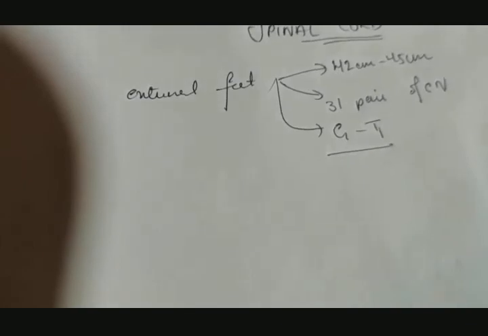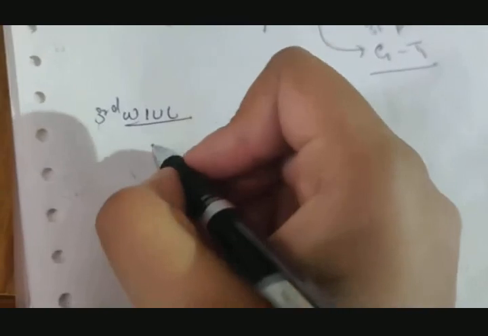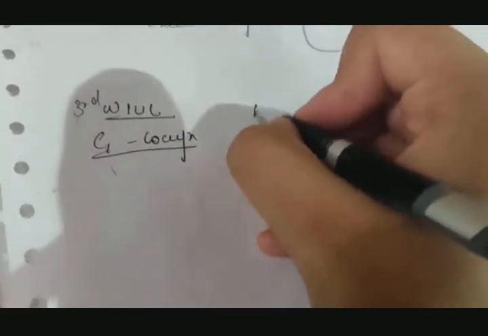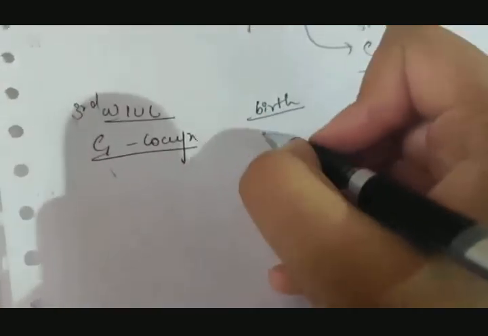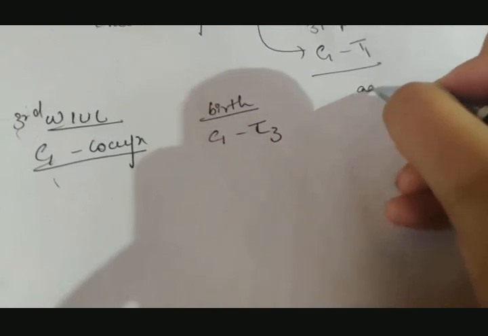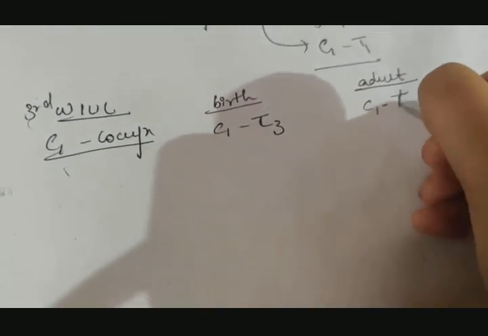The extent differs from when the baby is in the third week of intrauterine life. In the third week of intrauterine life, the spinal cord is from C1 to the coccyx. Whereas at birth, it's from C1 to L3. And in the adult, it's from C1 to L1.